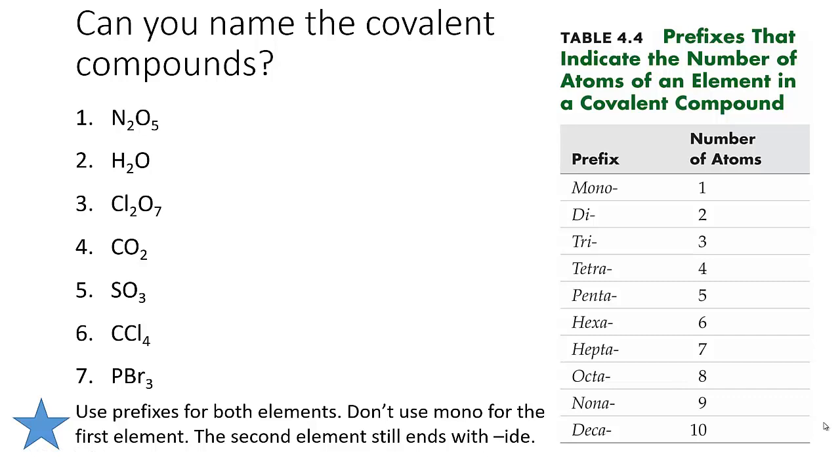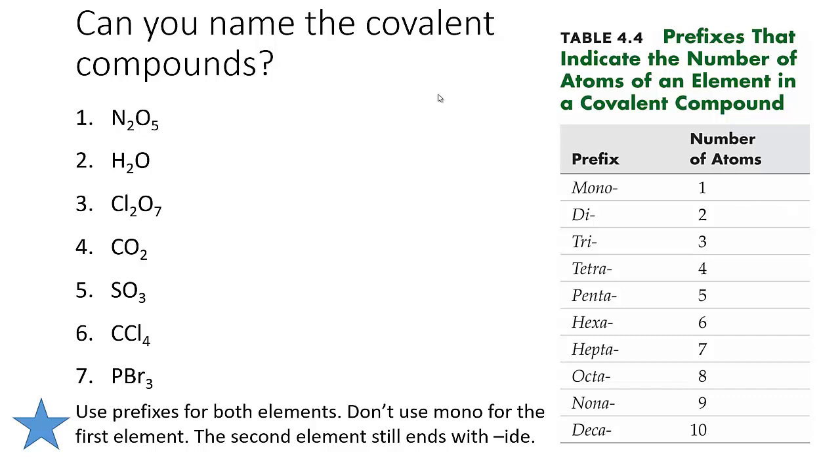Now we're going to work on naming covalent compounds. So very similar to ionic compounds, but yet completely different. It's similar in the fact that every second element still ends with "ide." But now you're going to use this table 4.4 that you see on the right, which includes the prefixes. So mono means one atom, di is 2, tri is 3, and so on and so forth. The only exception for that is for the first element you never use mono. For the second element you'll use mono.